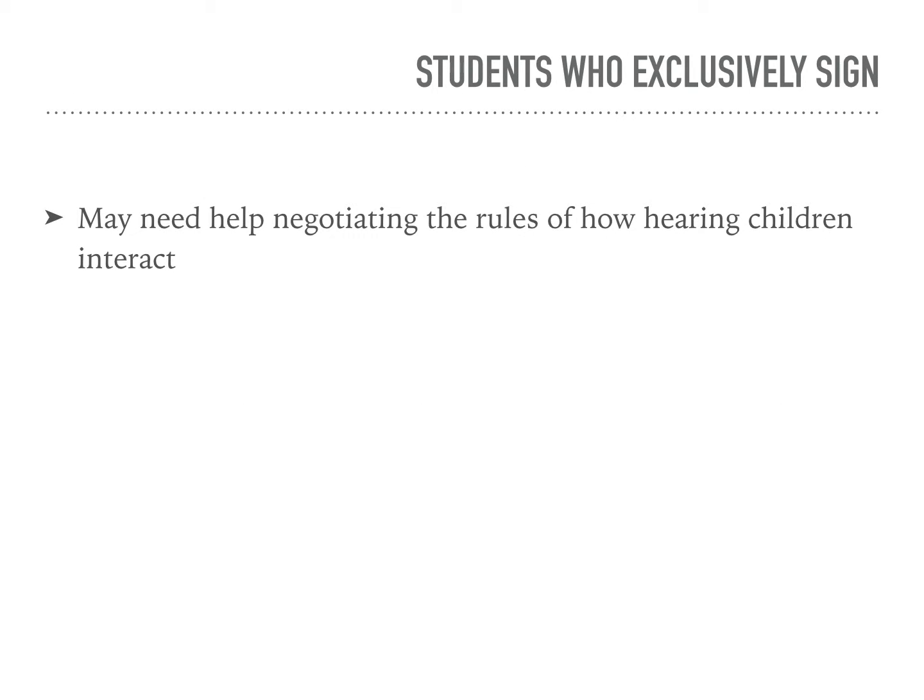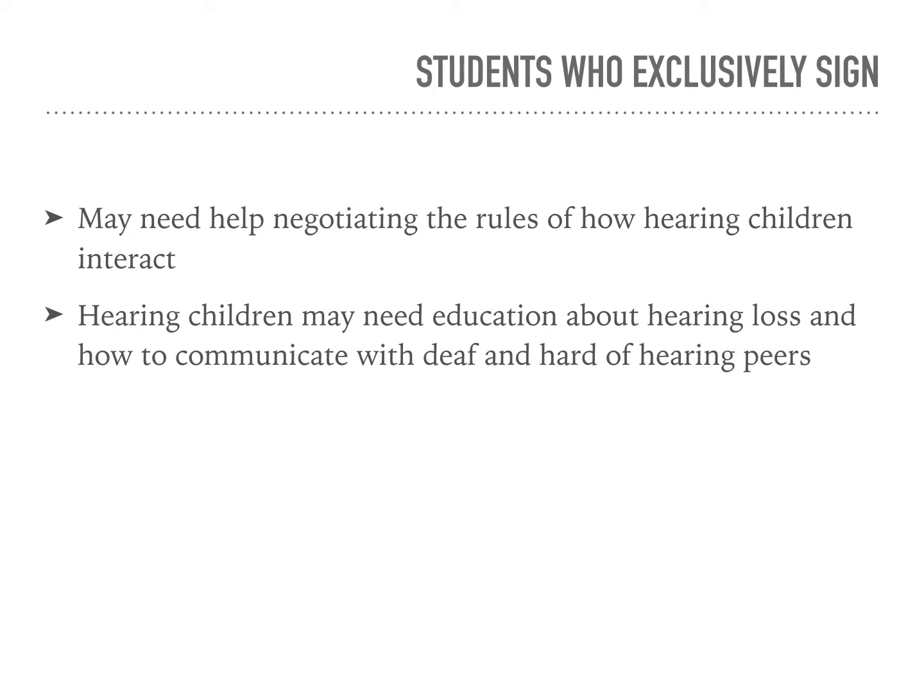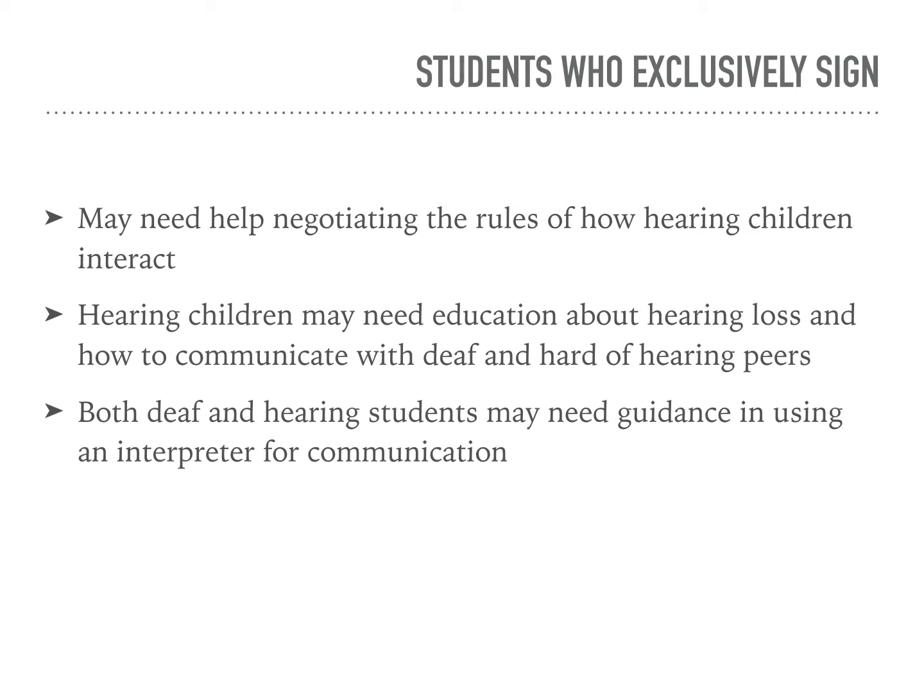For those students who use sign language exclusively, they may need help negotiating the rules of how hearing children interact, and those rules and social norms may not be as obvious to the deaf or hard of hearing student as they are implicitly known to the hearing students. Hearing children also might need education about hearing loss and deafness and how to communicate with deaf and hard of hearing peers, whether directly or through the interpreter. And both the deaf and hearing students may need guidance in using an interpreter for communication.